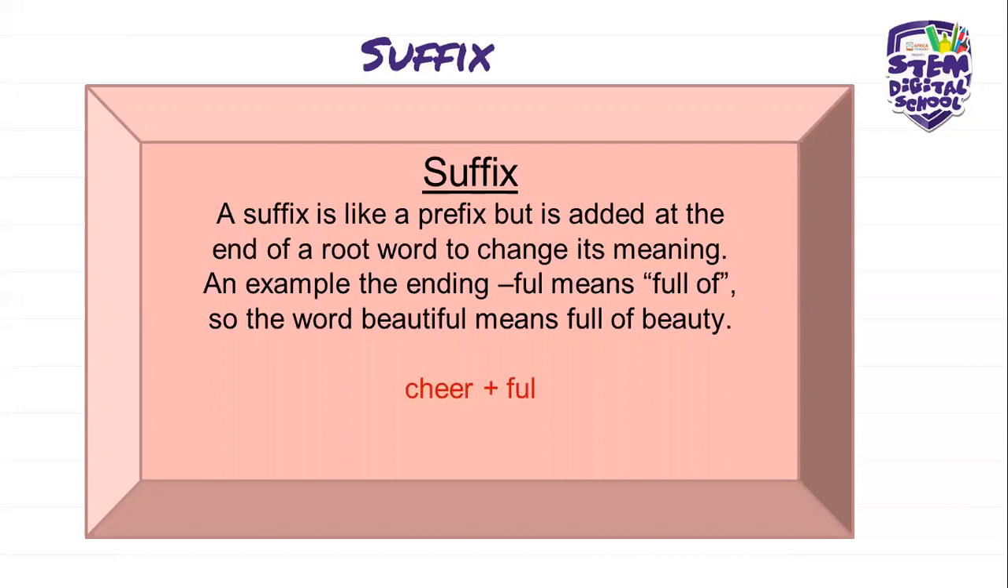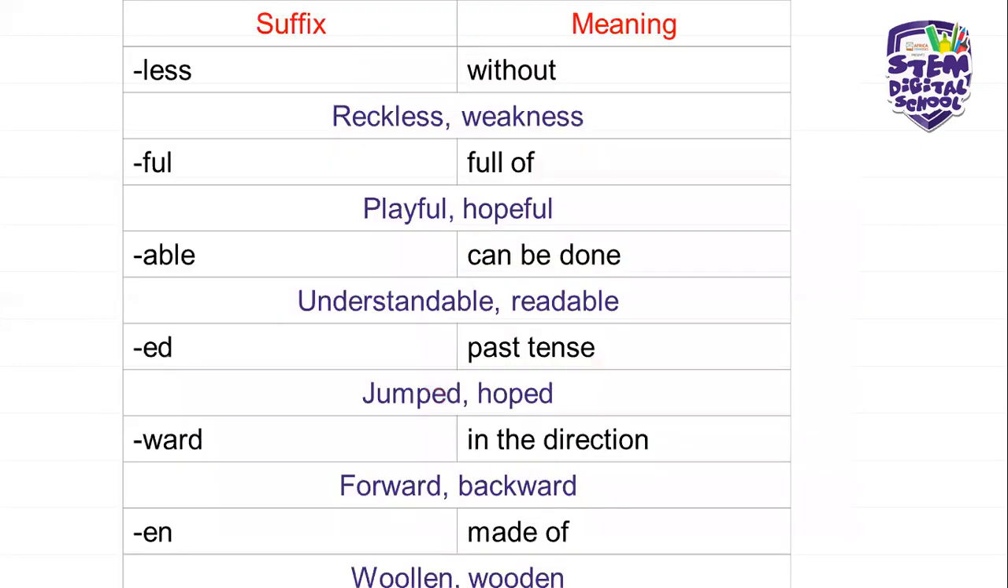Now, a suffix is like a prefix, but it's added at the end of a root word to change its meaning. For example, the suffix ful means full of. So the word beautiful means full of beauty. Cheerful means full of cheer. I'm going to do the same with the suffix that I did with the prefix. Like a suffix, less means without, which is reckless or weakness, anything.